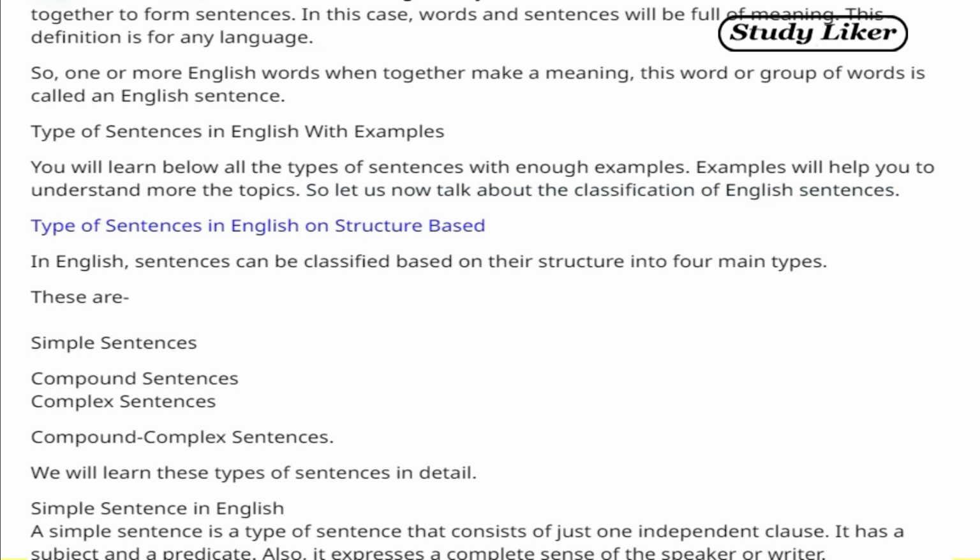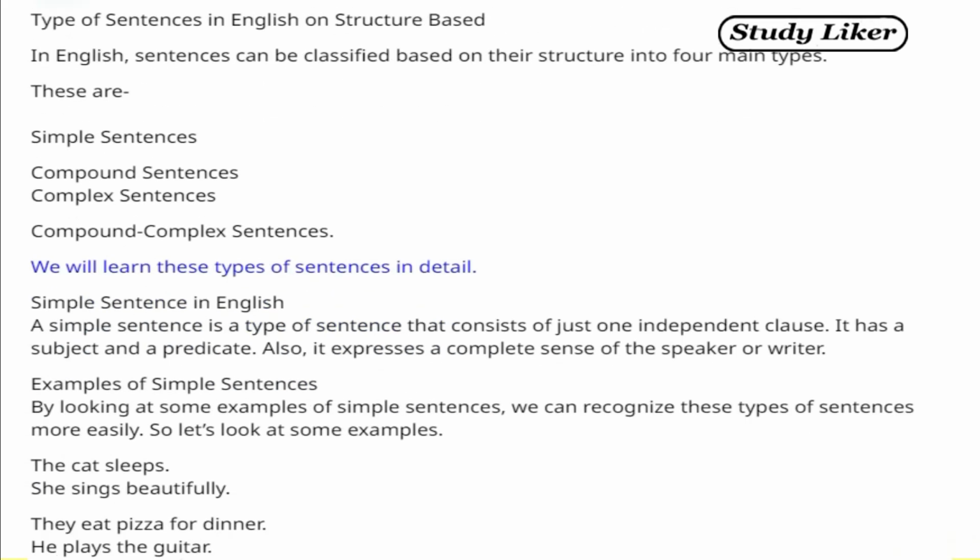Types of sentences in English, structure based. In English, sentences can be classified based on their structure into four main types. These are simple sentences, compound sentences, complex sentences, and compound-complex sentences. We will learn these types of sentences in detail.